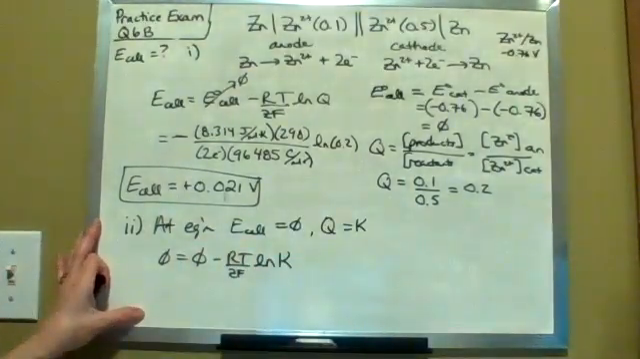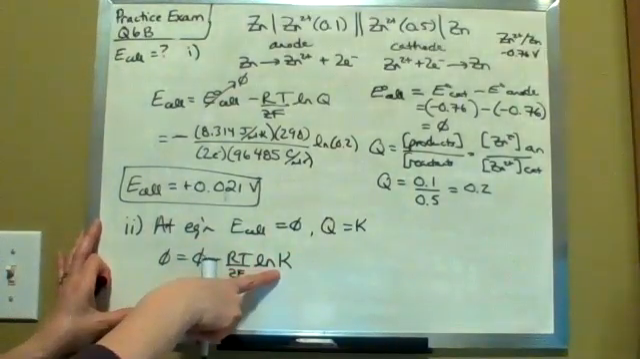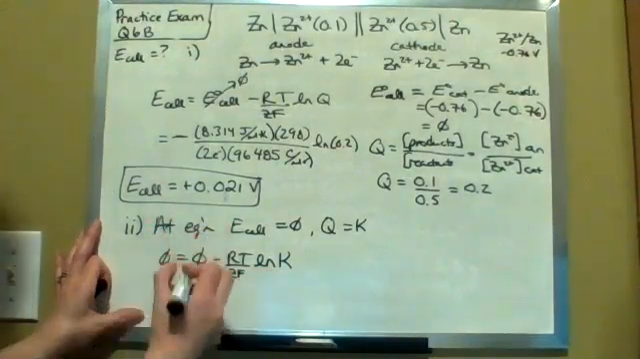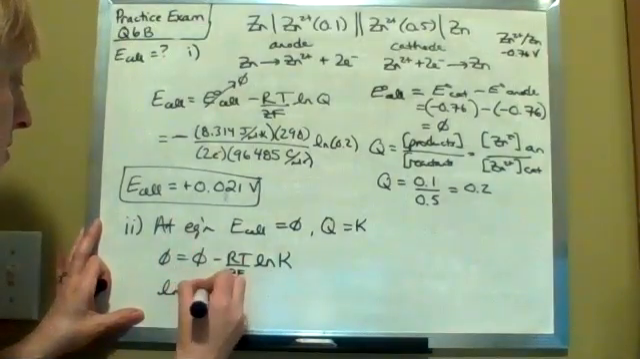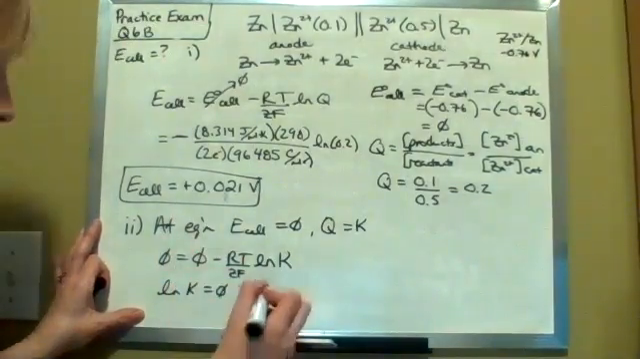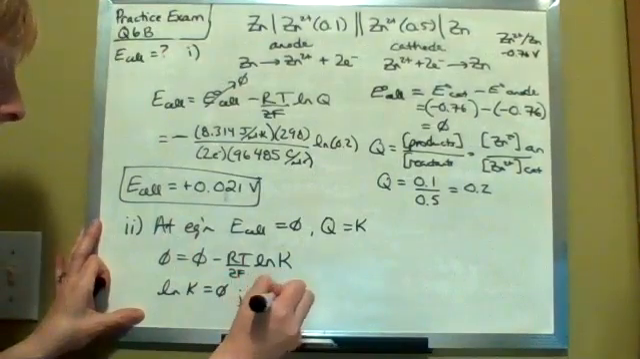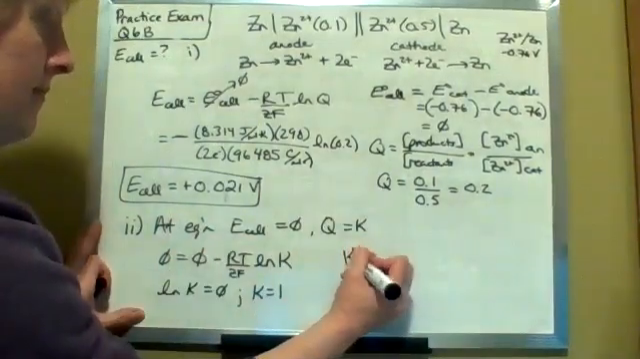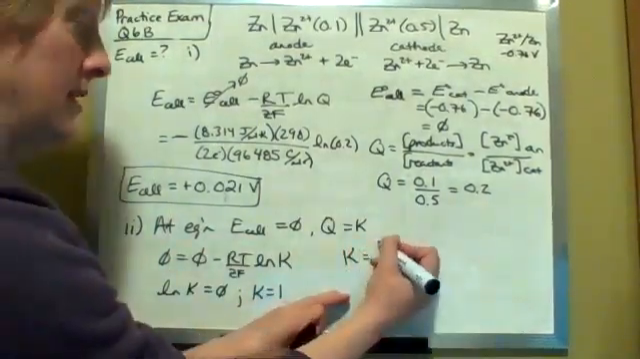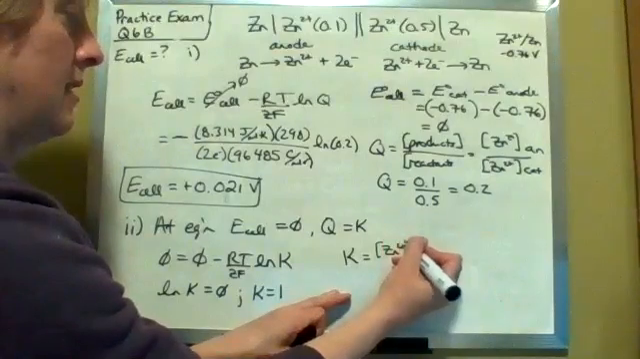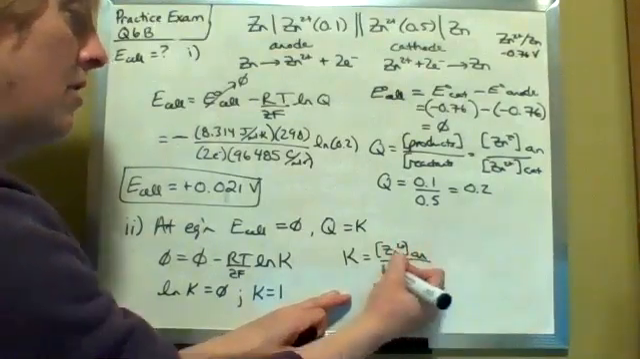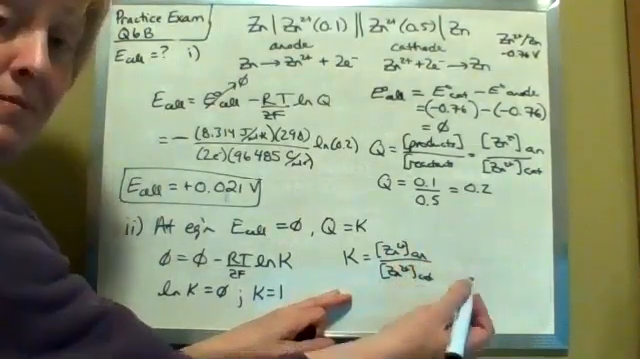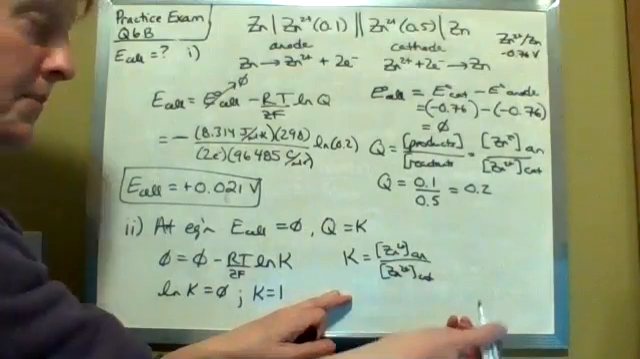ln K. So under these conditions here, that means that ln K equals 0, right? Because none of these are 0. So ln K equals 0. That means K equals 1. This means, remember K is my products over reactants. So it's going to be my zinc 2+ at the anode over zinc 2+ at the cathode. Those are now going to be equal.